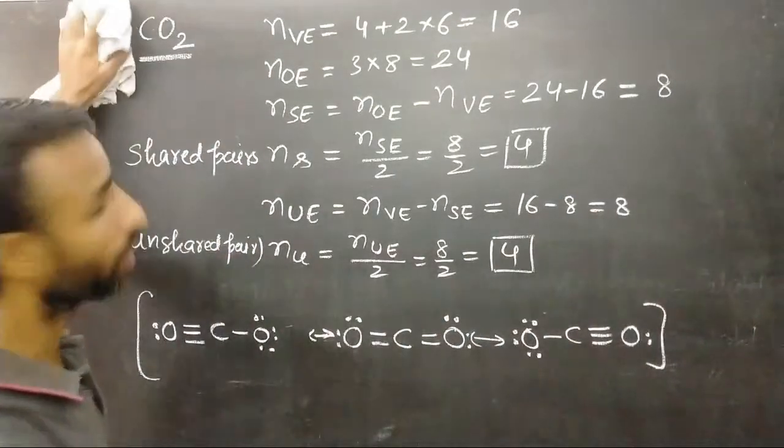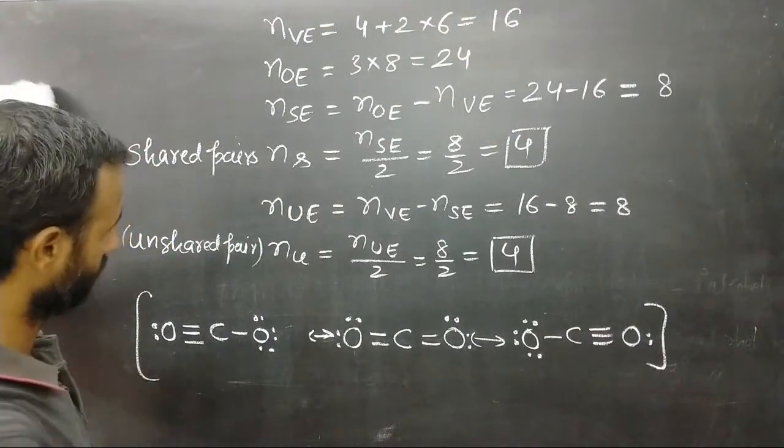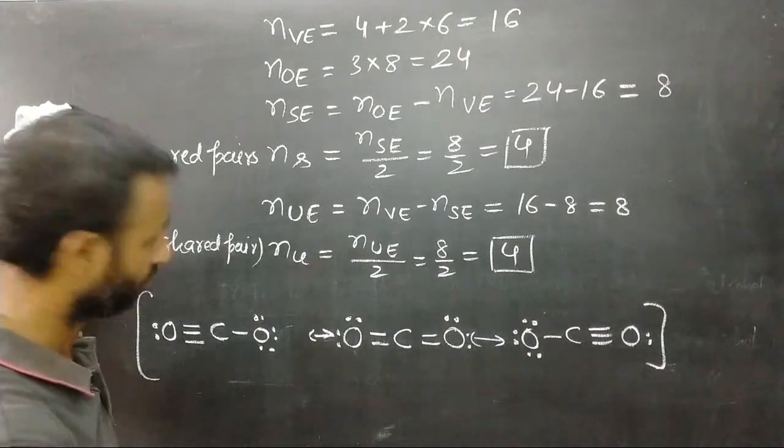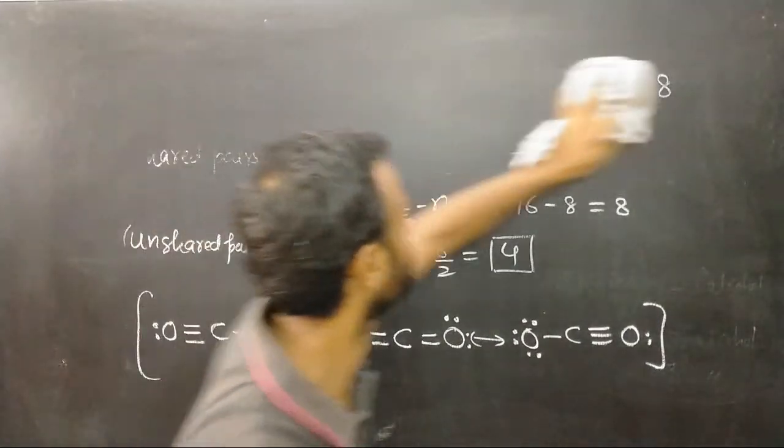Okay? So this is for CO2. Okay? So Lewis structure for CO2 is this one. These are the Lewis structures of CO2.